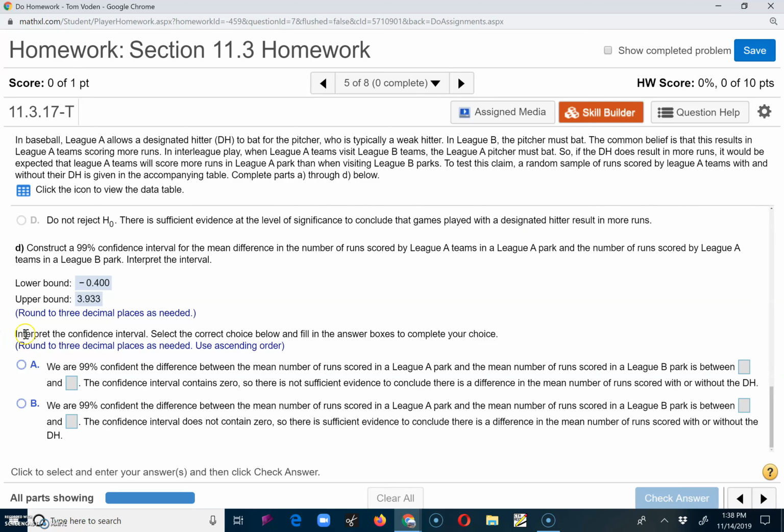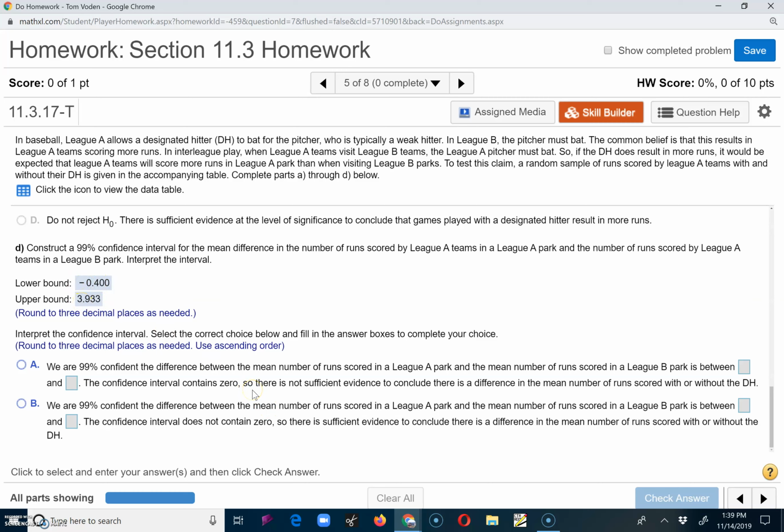They're asking us to interpret the confidence interval, and in this case, it's a 99% confidence interval, so we're 99% confident that the difference between the mean number of runs scored in a League A park and the mean number of runs scored in a League B park is between this value and this value. So we could type those in these boxes. Then the question is whether the confidence interval contains 0. In this case it does, since the lower bound is negative and the upper is positive.